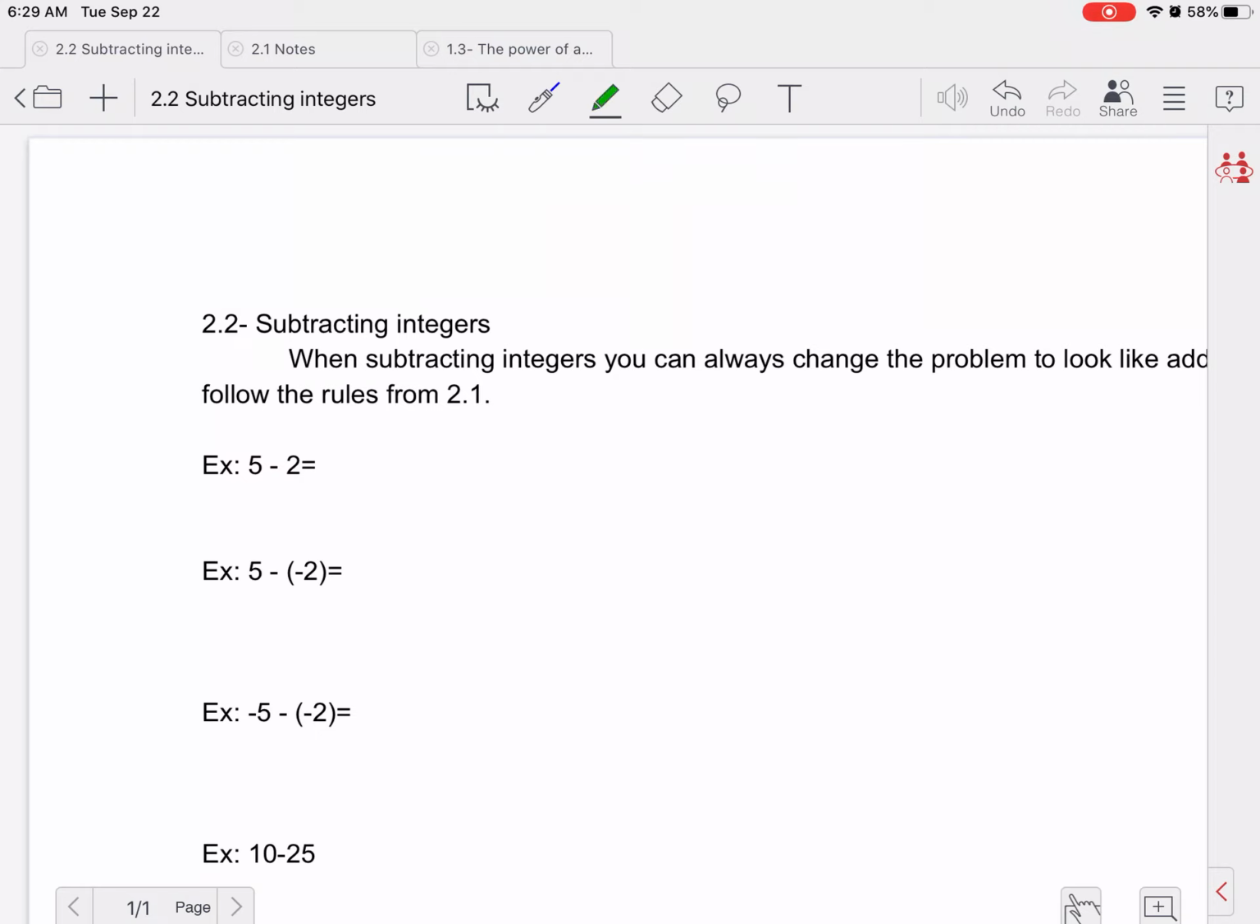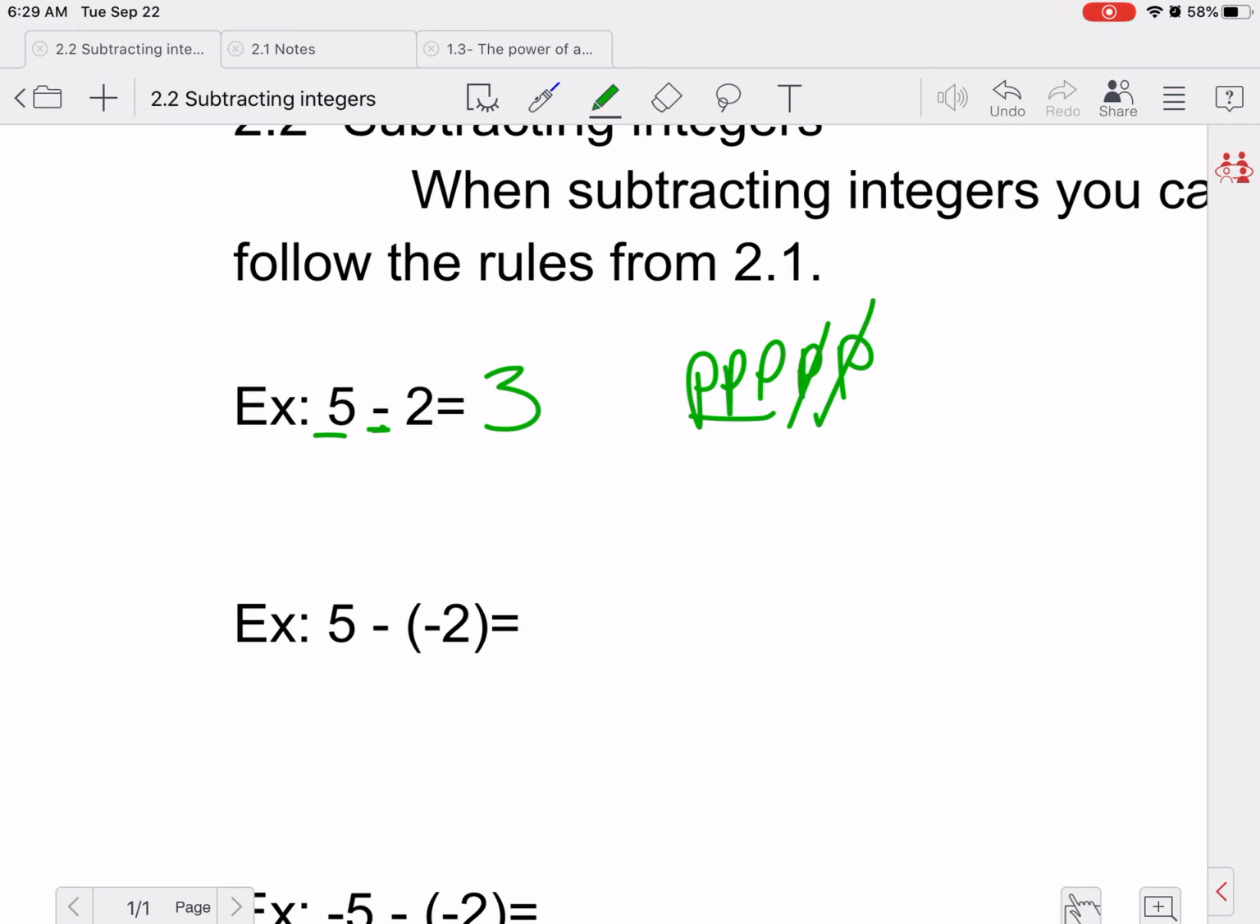So 5 minus 2. We know 5 minus 2 is 3. We've been doing that for a long time. But again, that's 5 positives that we're starting with. And whenever I'm subtracting, I'm taking away whatever that is. So I'm taking away 2 positives. So I take away 2 positives, I'm left with 3. Okay? We've done that before. Let's look at another one.